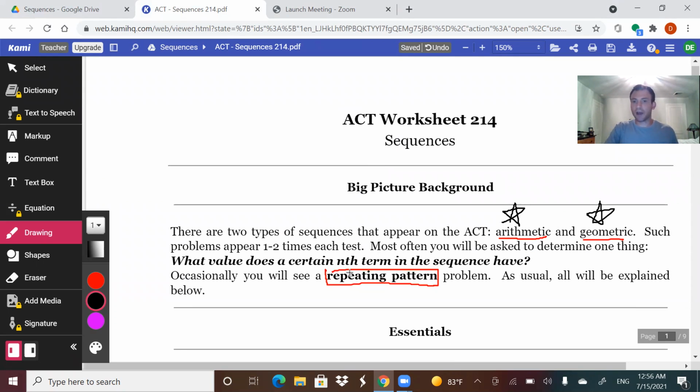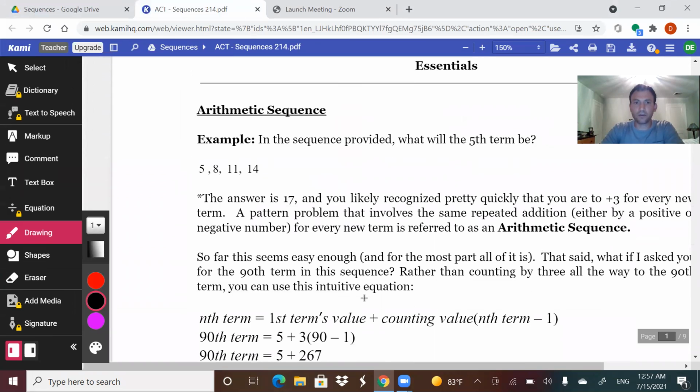You will have to be able to calculate the nth term, or a certain term, in sequences. And then there's a really popular problem that the ACT loves. It's this repeating pattern problem in a sequence, and I'll show you what that problem is and what it entails. And then finally, I'm going to finish up with a rare problem that tends to be among the most difficult for sequences. So we'll finish up with the hardest thing you'll see, and I'll show you how you'll do it. So that said, let's go through this.